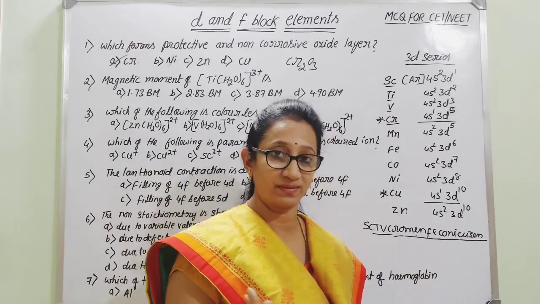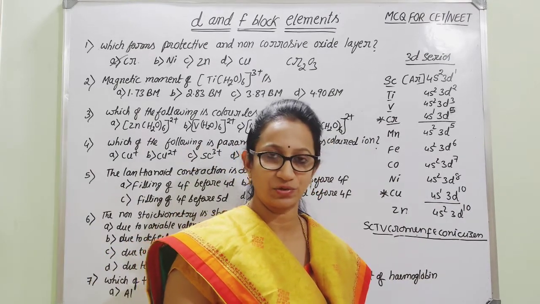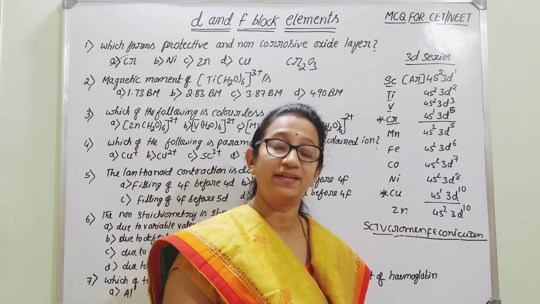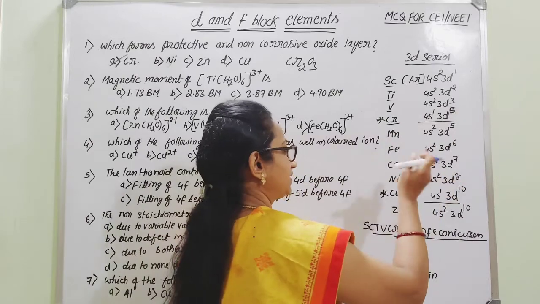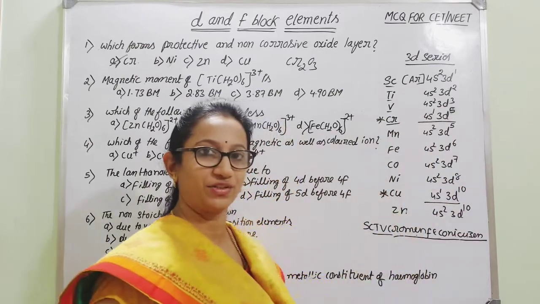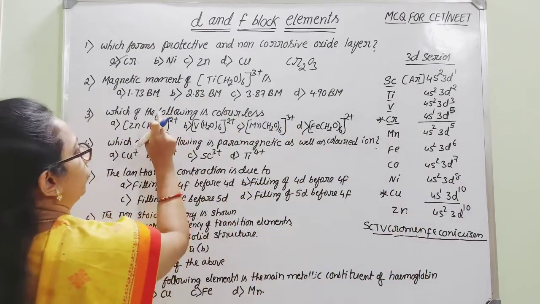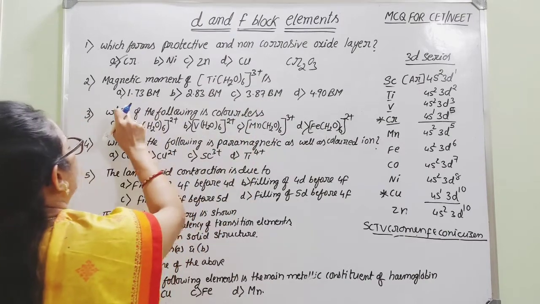That is how we can easily remember. Why do you need to remember this? Because there will be questions regarding magnetic moment and their respective oxidation state. For that, you have to remember this series along with their electronic configuration. Now, we can go for that question, which is the second question.